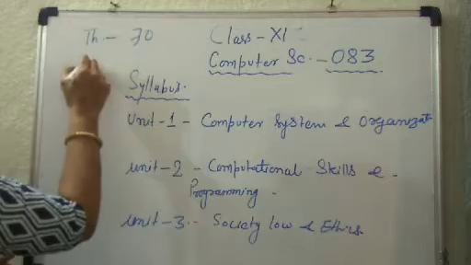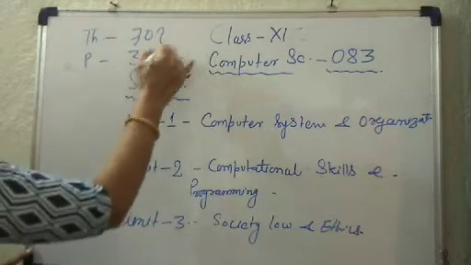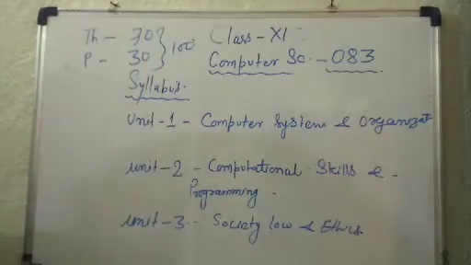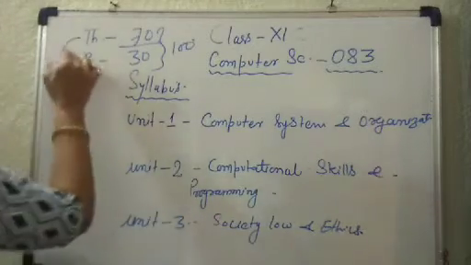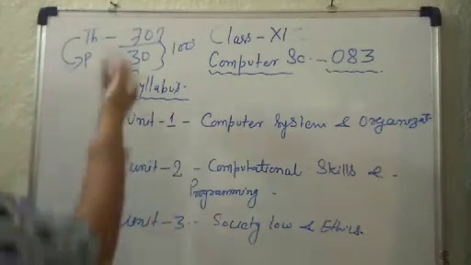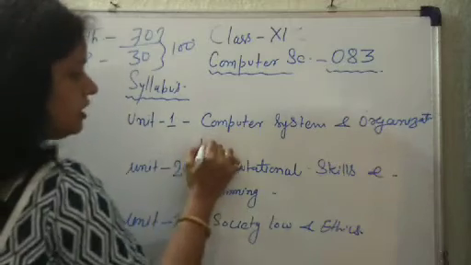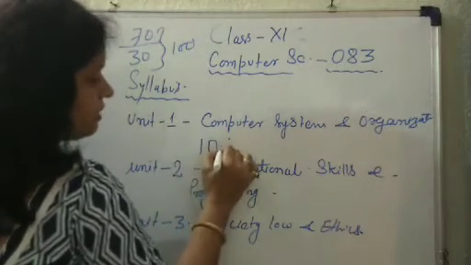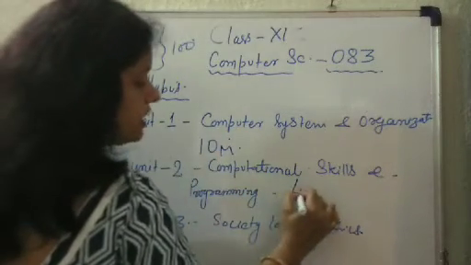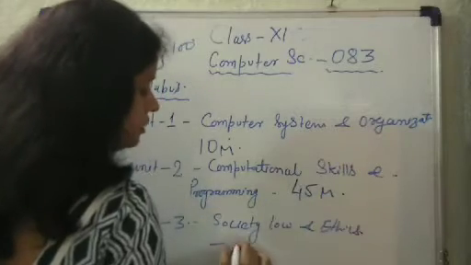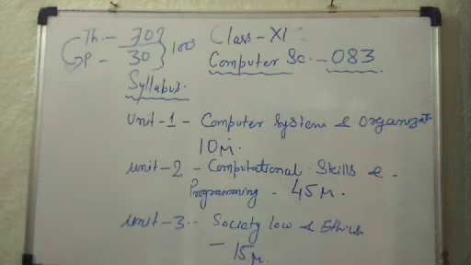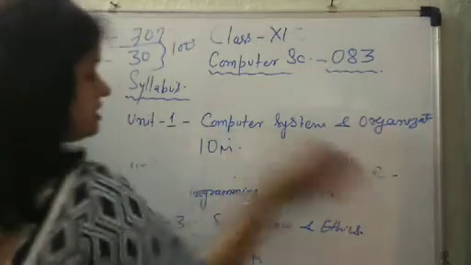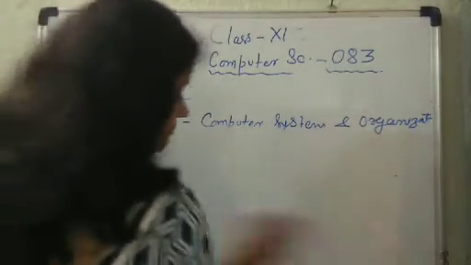Theory paper is of 70 marks and practical is of 30 marks out of 100, right? As you know very well that whatever is taught in theory comes in practical. So the distribution of 70 marks is: first unit will be of 10 marks, second unit 45 marks and third unit 15 marks. Okay, so now let us start with the first unit, that is computer system and organization.